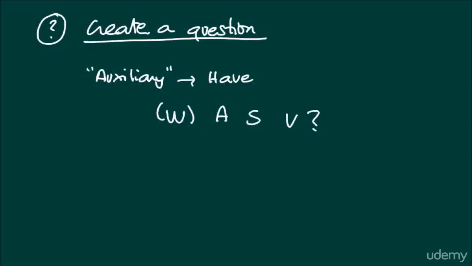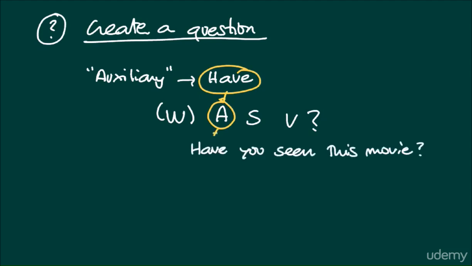To create questions, we use the auxiliary have at the beginning of the sentence in the A position of the formula WASV. For example, have you seen this movie? Where have is the A or auxiliary in our WASV formula, you is the S or subject, and seen is the V or verb.